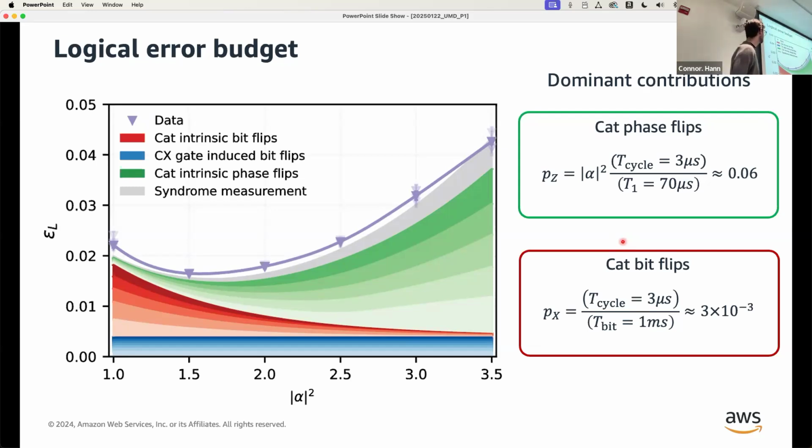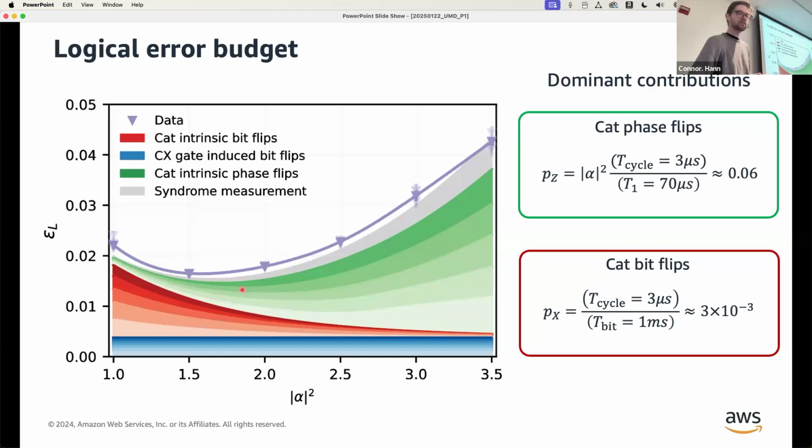So we also spent some time trying to understand the error budget for our system. So what are the main contributors to this logical error rate? That's what's being shown in this plot here. The purple line is the same one I just showed. That's the measured logical error rate. And all these different colored components here are different error mechanisms that we modeled in theory that are summing up and contributing to the logical error rate. And in particular, what you'll notice is that it's these green and red contributions that are really the main things contributing to the total logical error.